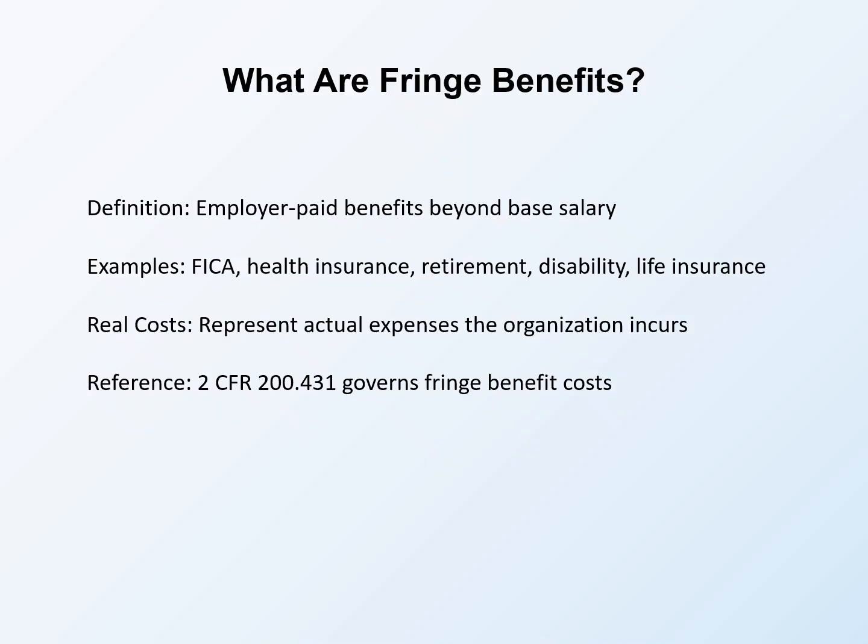Health insurance premiums paid by the employer are typically a major component. Retirement contributions, whether to defined benefit pension plans or defined contribution accounts like a 403(b), add to fringe costs. Other benefits may include life insurance, disability insurance, workers' compensation insurance, unemployment insurance, and tuition benefits. These are real costs that your organization pays when it employs someone.